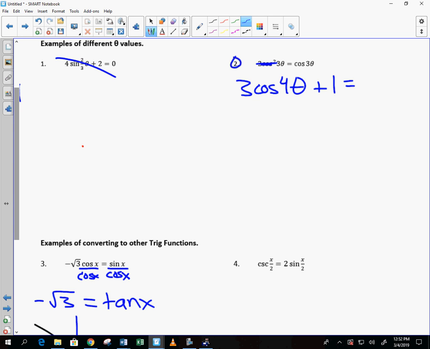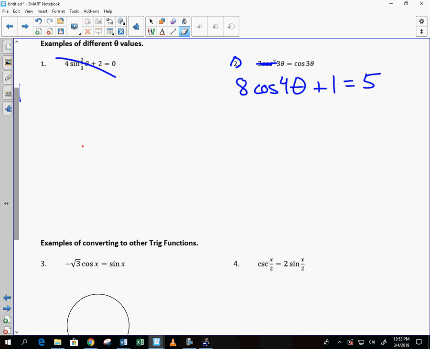Okay, there we go. Please change problem number 2 to 8 cosine of 4 theta plus 1 is equal to 5. What would you do in this situation? Before we do that, just real quick, what makes this problem unique compared to the others? You have the 4 theta. This is what really makes it unique, and so this problem is new to us in how we handle that.